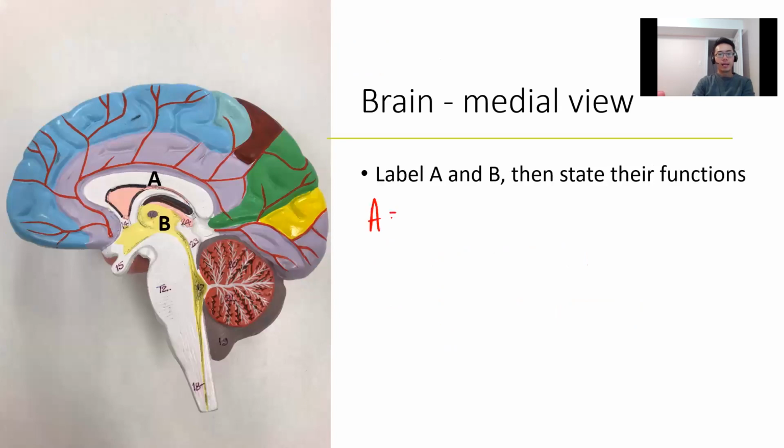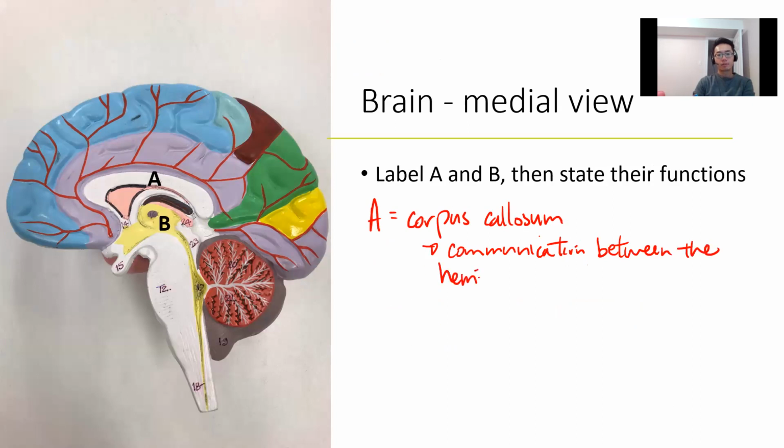A is the corpus callosum. It's white matter and it enables communication between the hemispheres, the two halves of the brain.